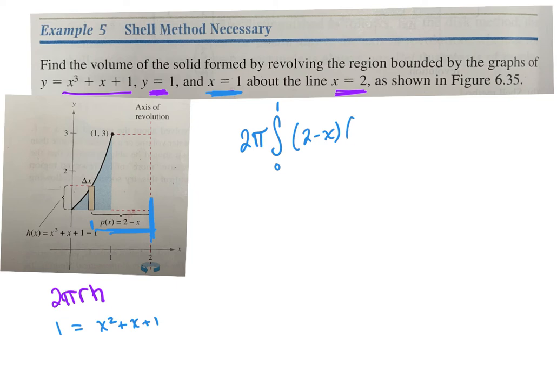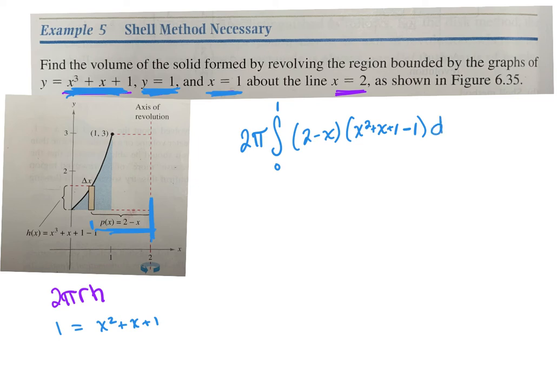Well, my height is the distance between my two functions. Well, my two functions are these two guys, right? So now I just have to figure out which one's higher. So I'm going from 0 to 1. If I were to plug in a 1/2, I would get this tiny fraction plus this tiny fraction plus 1, right? So this one right here is going to be higher than the y equals 1. You see that? This one's higher. So this is going to be the subtraction of the two. This one's going to be x squared plus x plus 1 minus my 1, minus this function right here.